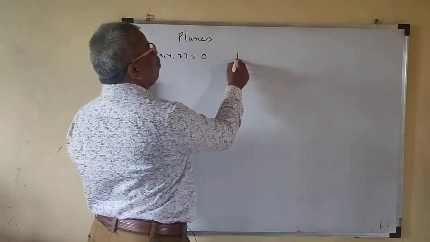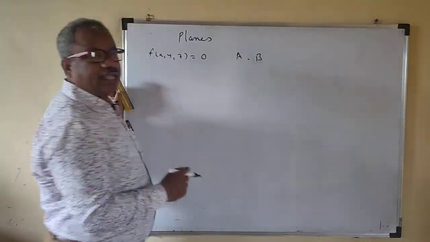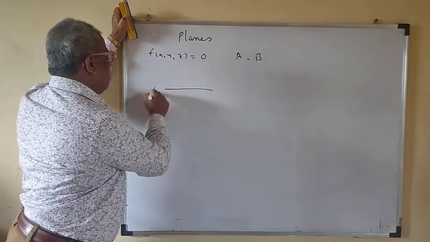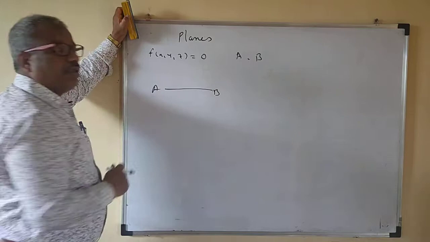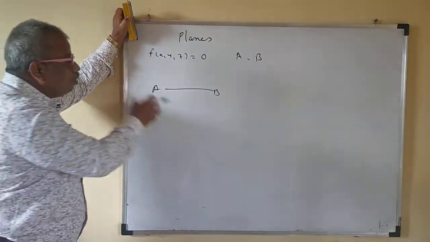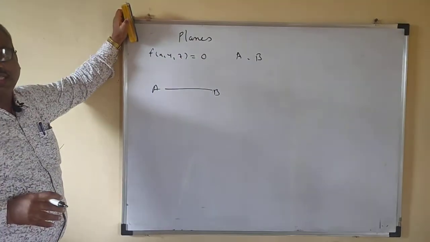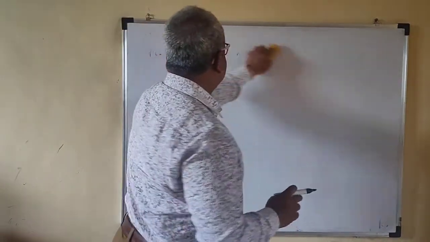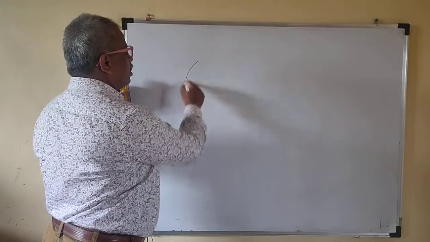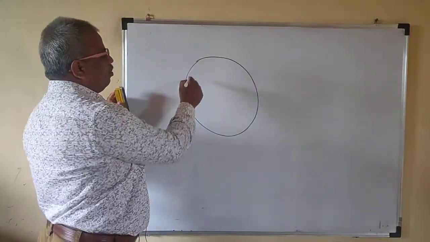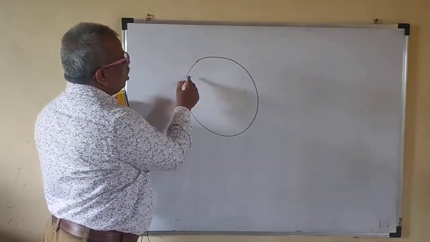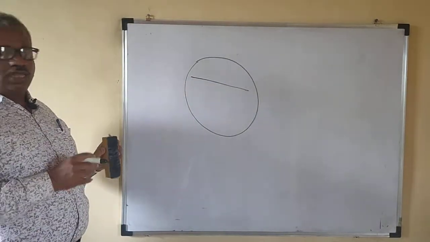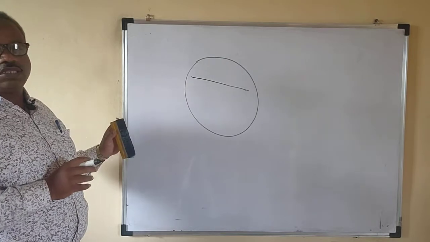if you take any 2 points in the surface, and the segment joining AB lies wholly in this surface, then that surface is called a plane. So take any two. Suppose this is a circle, this is a plane, because if you take any 2 points and draw the segment joining AB, it lies wholly in the same surface. So therefore this is a plane.